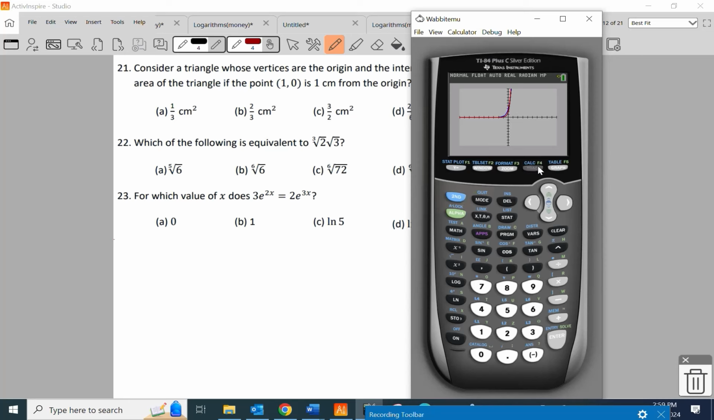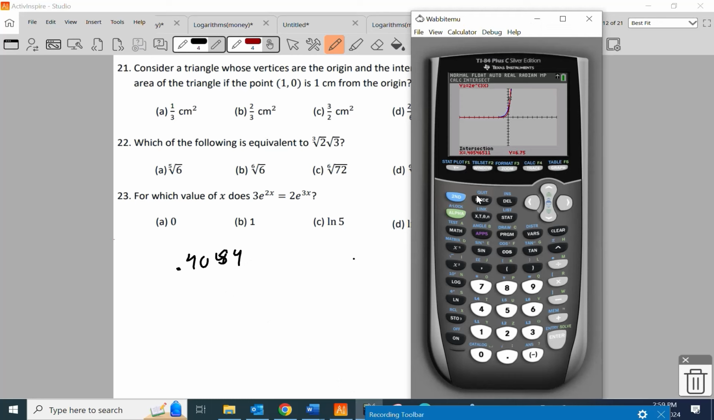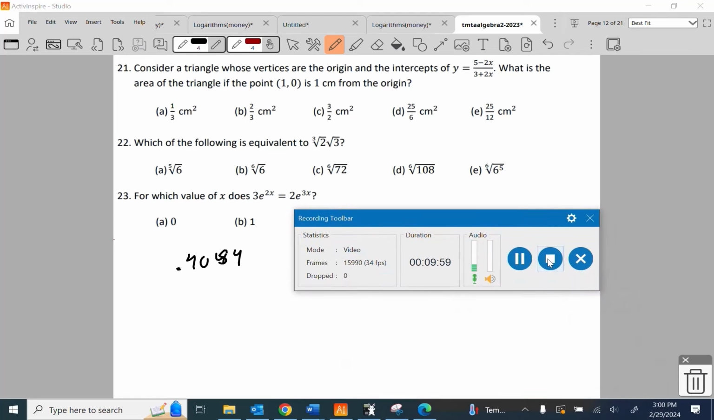Second trace. Second trace. 5. Enter, enter, enter. We got this funny decimal, 0.4054. Let's see what the natural log of 2/3 is. That might be negative. Let's try the natural log of 3/2. I'm sure that's a choice. There she is. Choice E. There's a reason I knew what that was. So anyways, there we go.